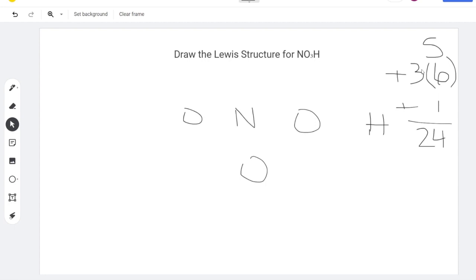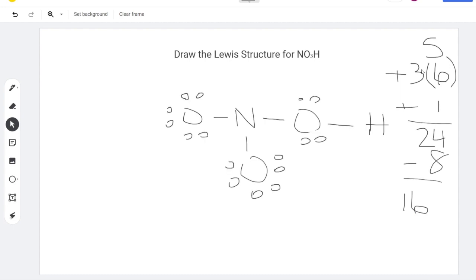So let's start off by putting in the single bonds. And now we have to subtract 8 electrons, and we have 16 electrons to place. So now that we've placed our 16 electrons, we have not octeted the middle nitrogen, meaning that we need to share 2 electrons from one of the oxygens in order to do so.